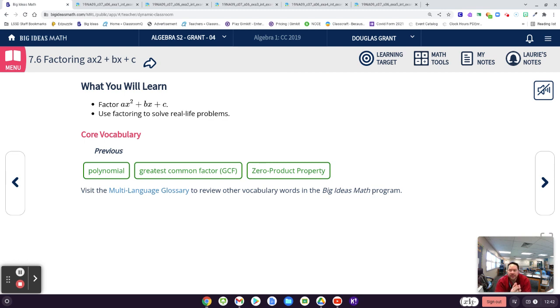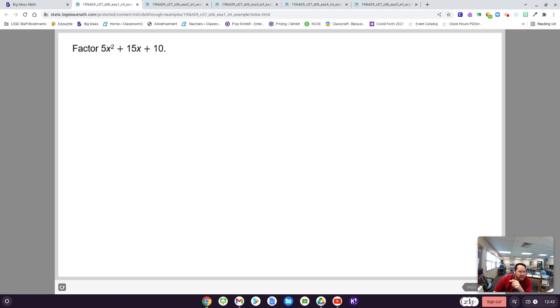Well, hello. We're going to now factor these quadratics where a is not 1. So we're going to factor all sorts of quadratics now. I like the area model for factoring, so I'm going to go through how to do that. Let's jump into it. Here we go.